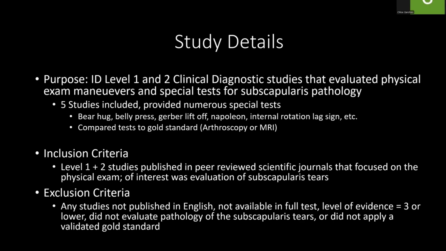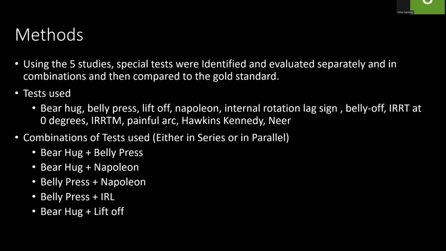The methods: using the 5 studies, special tests were identified and evaluated separately and in combinations, and then compared to the gold standard. The tests that were used were the bear hug, belly press, lift off, Napoleon, internal rotation lag sign, belly off, IRRT at 0 degrees, IRRTM, painful arc, Hawkins-Kennedy, and NIRS.